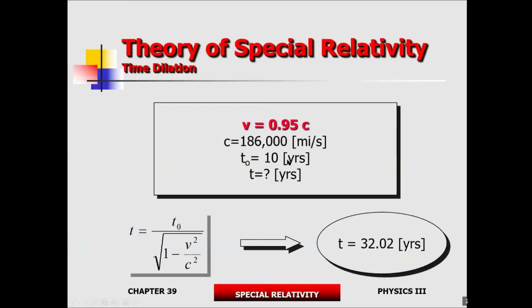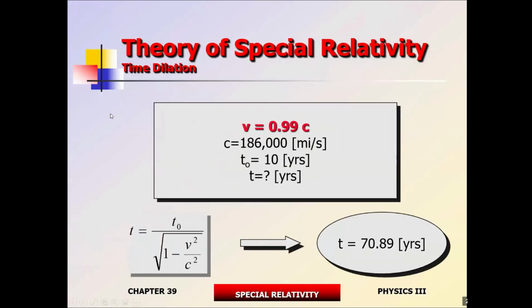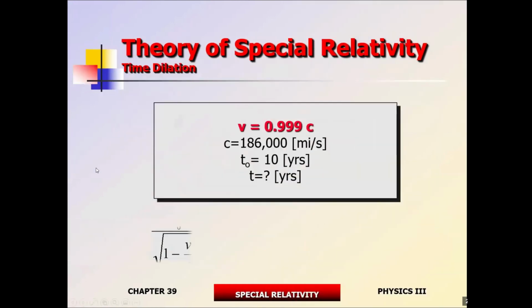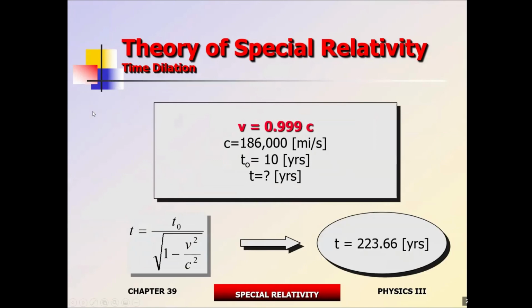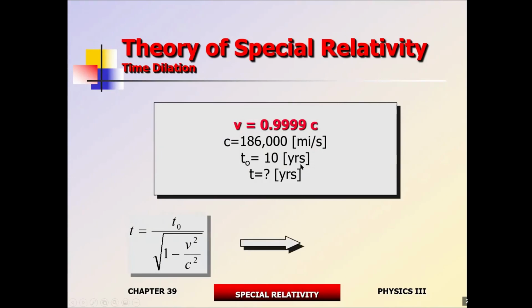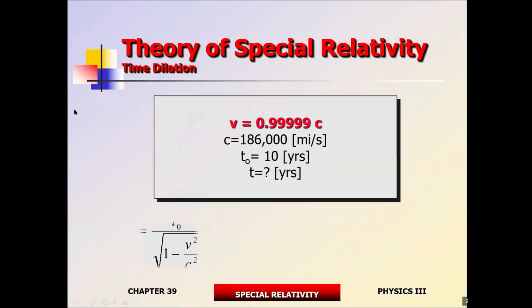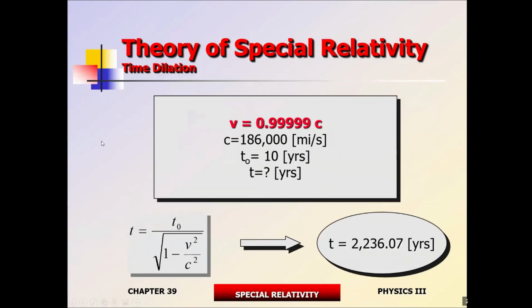At 95% of the light speed, by the time you age 10 years, everyone is going to age about 32 years. At 99% of the light speed, within 10 years, you can leap 7 years into the future. At 99.9% of the light speed, within 10 years, you can leap 223 years into the future. At 99.99% of the light speed, within 10 years, you can leap 700 years into the future. And at 99.999% of the light speed, within 10 years, you can leap over 2,000 years into the future.